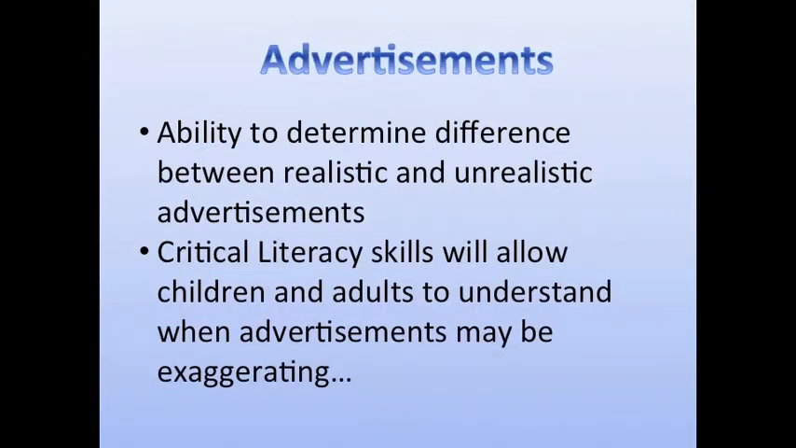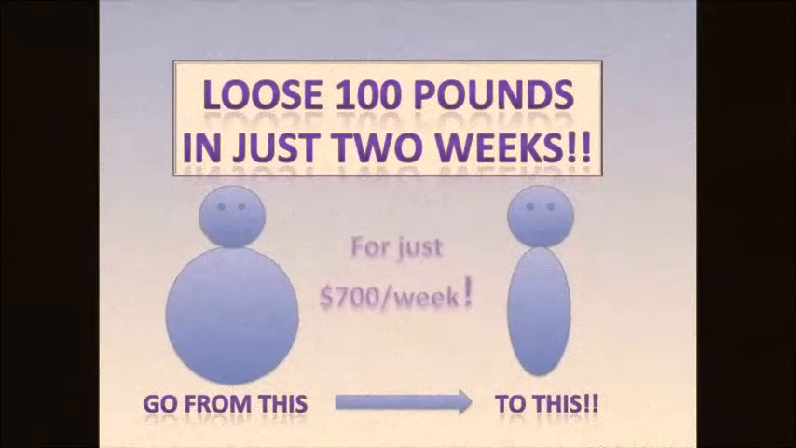The first example I have is advertisements. People have the ability to determine the difference between realistic and unrealistic advertisements. Critical literacy skills allow children and adults to understand when advertisements may be exaggerating. Here's an example from a weight loss program. Lose 100 pounds in 2 weeks for just $700 a week. Sounds nice.